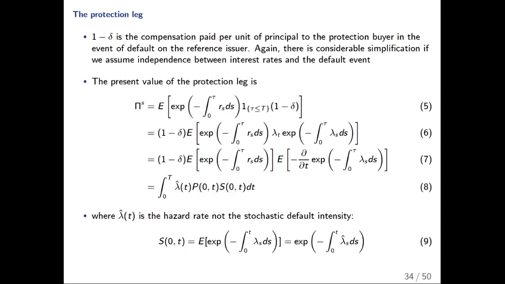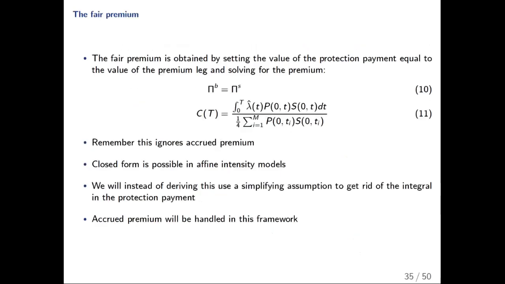So this will exist, and we're going to back it out from market prices. It's going to be the hazard rate. It's going to be called the hazard rate or the default intensity, related to the default intensity.